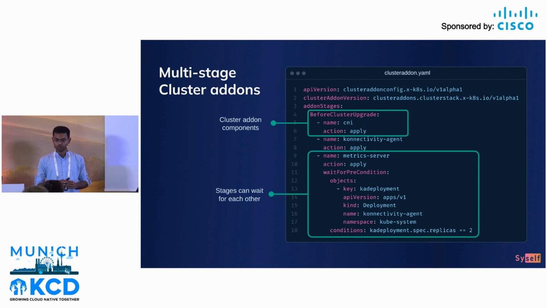And second, suppose, as a lot of people know, your metrics server might require your connectivity agent to be applied first. Otherwise, it breaks. So each stage of a cluster add-on can wait for the others. We achieve this with this condition, which is a CEL expression. Each of your cluster add-on components can wait for each other for good operation. So for example, here the metrics server is waiting until the connectivity agent has 2 replicas up. Only then will it get applied.